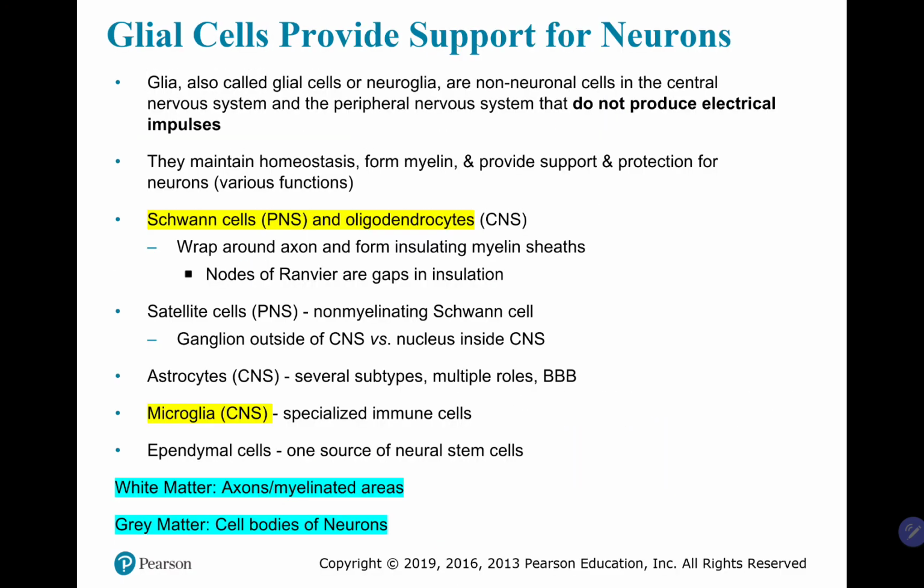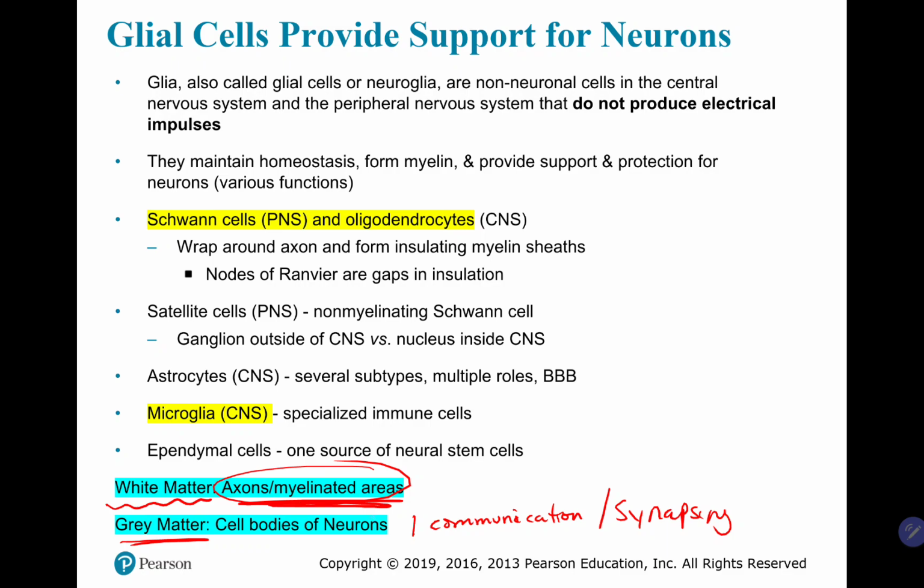So remember the different glial cells, the neuroglia, right? I'll talk about that in a second too. But remember also white matter. White matter is those myelinated areas, right? White matter is the axons. Gray matter is the cell bodies, right? The cell bodies are wherever there is communication. That communication is basically that synapsing. But again, white matter is the axons. Gray matter is the cell bodies, okay?